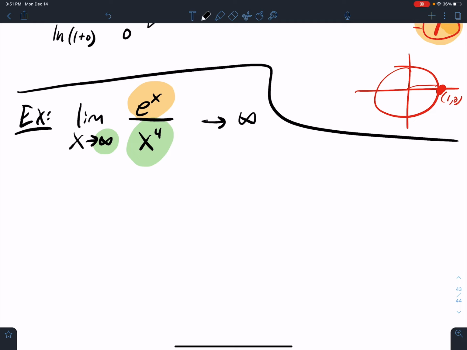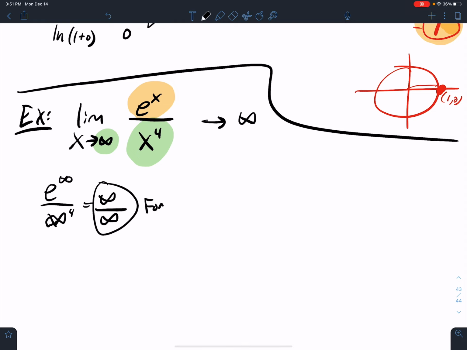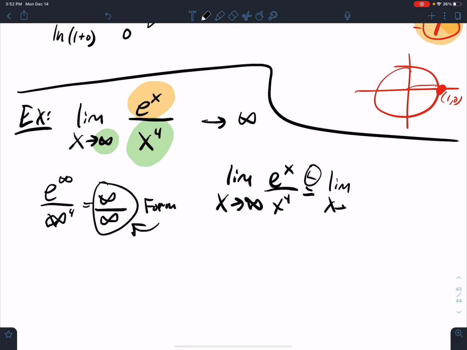Why do we know we can use L'Hopital? e to the infinity over infinity to the 4th power is infinity over infinity. That's the form. I want to see you write that form. Now you can L'Hopital it. The limit as x goes to infinity of e to the x over x to the 4th. What's the derivative of e to the x? It's e to the x. What's the derivative of x to the 4th? That's 4x cubed.